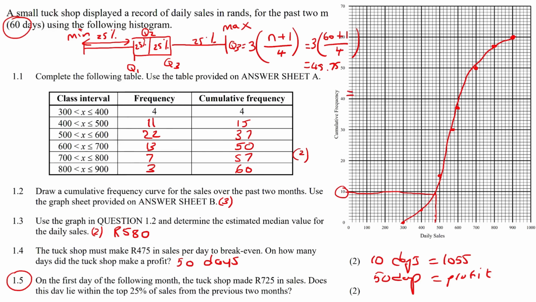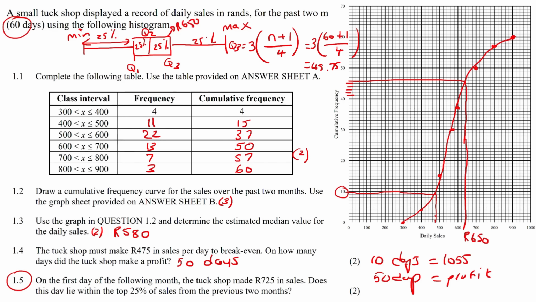So you would go up here to around 45, 46, somewhere around there, which would be 41, 42, 43, 44, 45, and then 46. So somewhere there, and then you would go down. Now obviously I haven't used a ruler, but you're going to get a value here. And if you've done this correctly, you should come out at 650 Rand. So that means that this value here is 650.